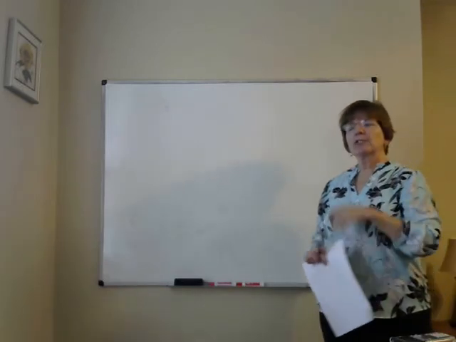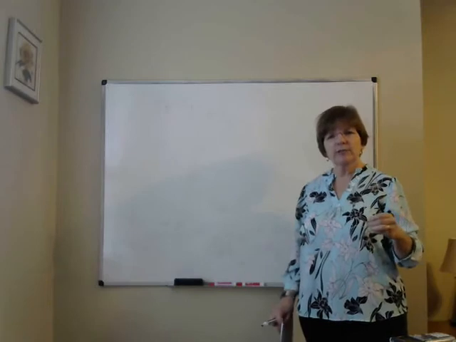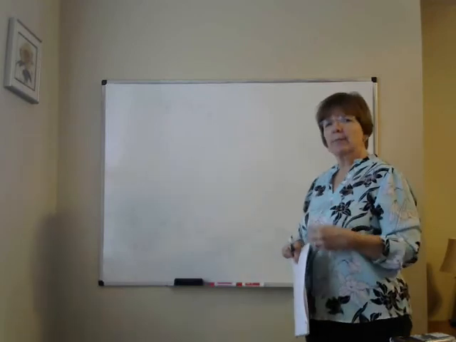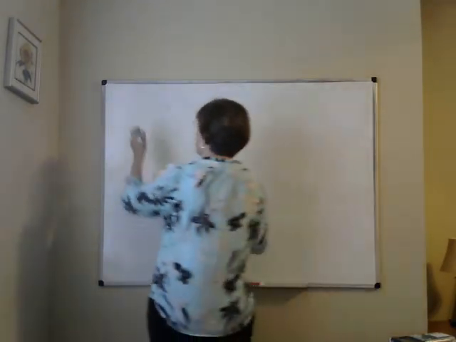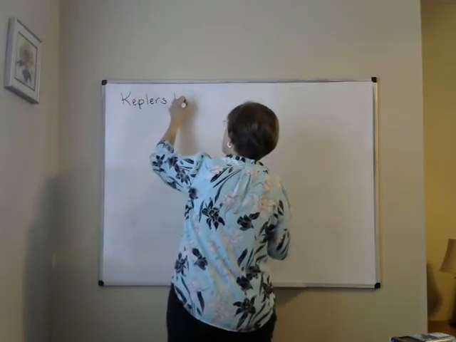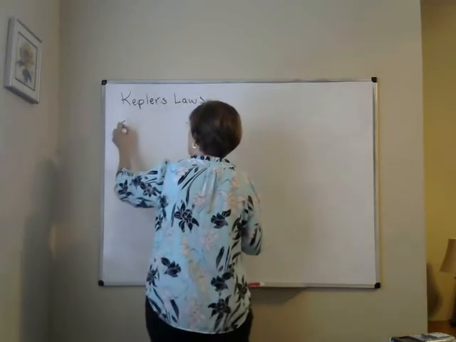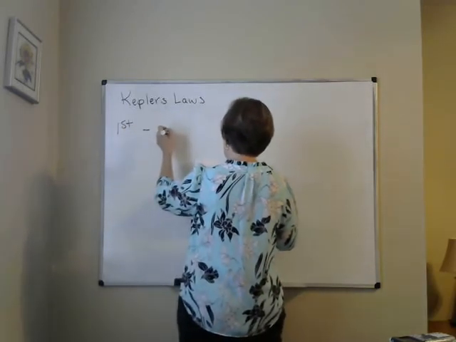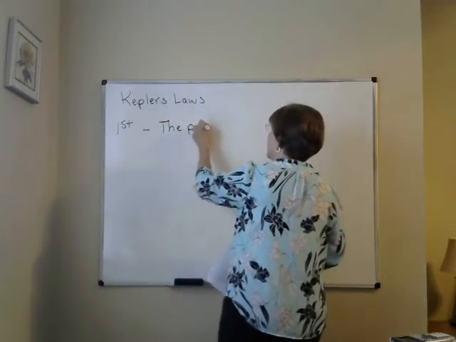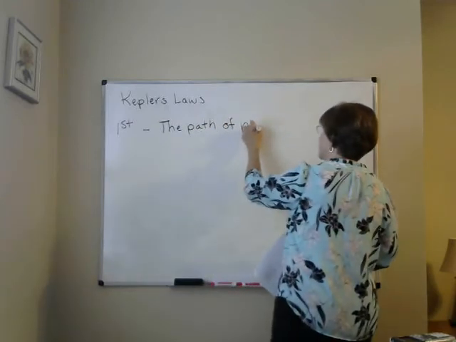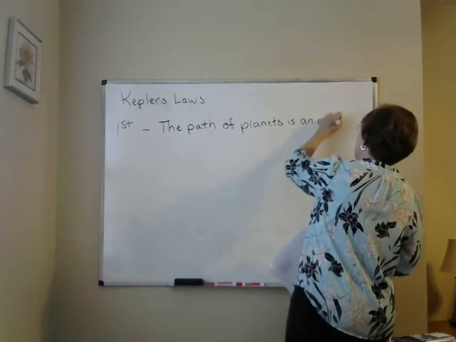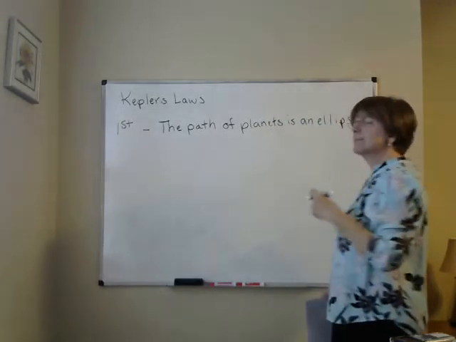Just like Newton came up with 3 laws of motion, Kepler took information and he came up with 3 laws of planetary motion. The first law basically says that the path of the planets is an ellipse. That was a big surprise.